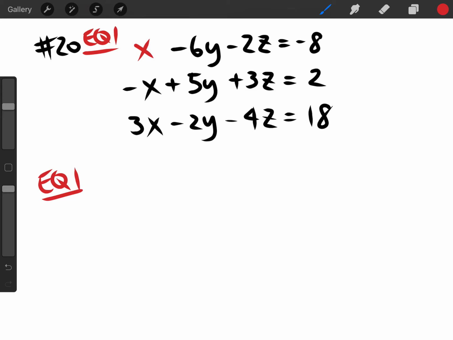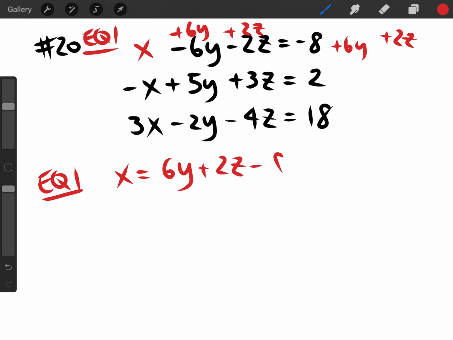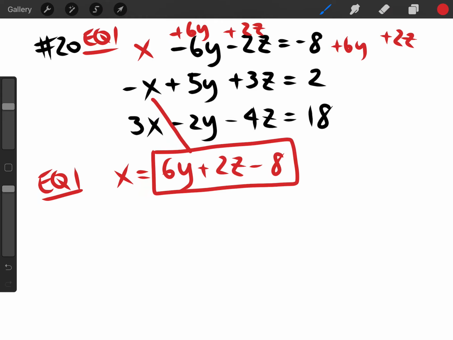So you're going to add 6y on both sides, and add 2z on both sides. So you're going to have x equals 6y plus 2z minus 8. Okay, so you're going to use that expression, 6y plus 2z minus 8, and plug it into the x's in equation 2 and equation 3. So that's how it's going to look.